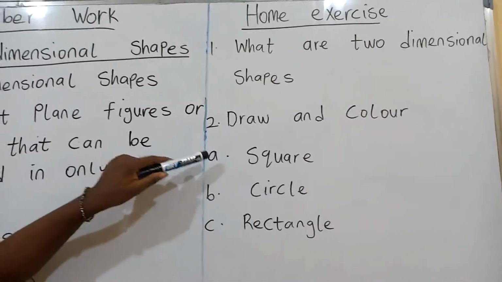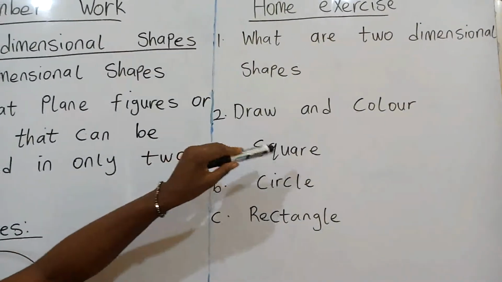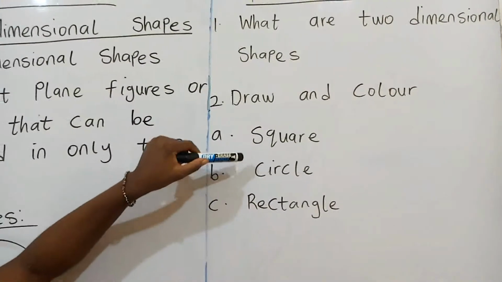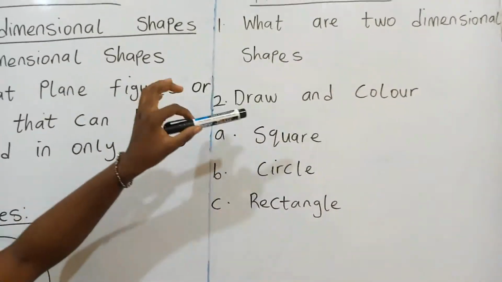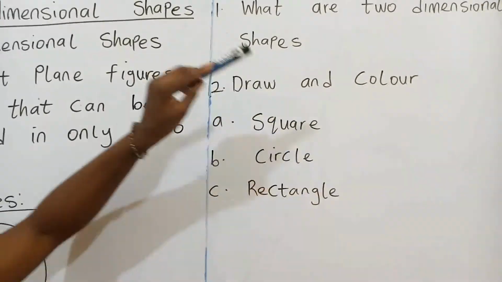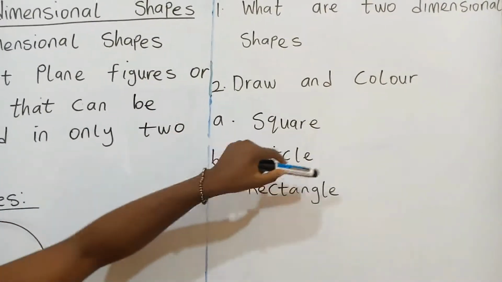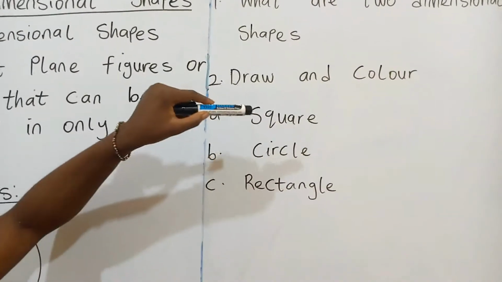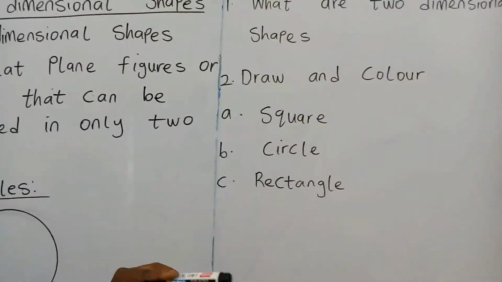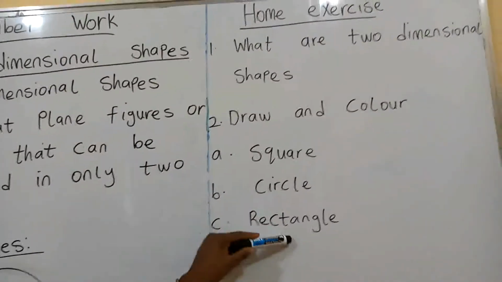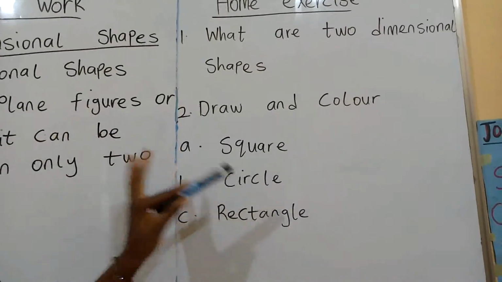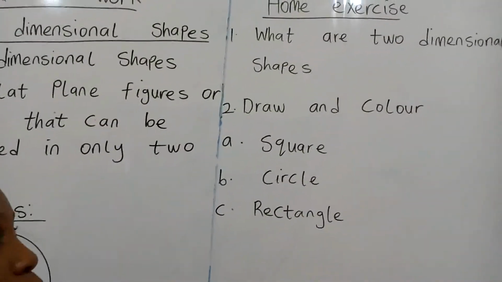What will you color? After drawing a square, you color it. The second one is what? A circle. I said earlier, we can look for objects that have this shape and place them on our book to get the exact shape. Okay, this is a rectangle. You draw it. You draw a square, draw a circle, and a rectangle.